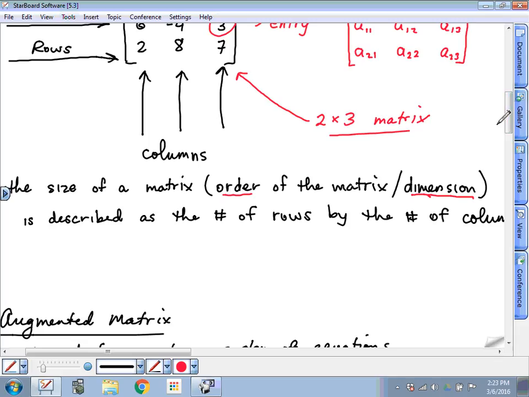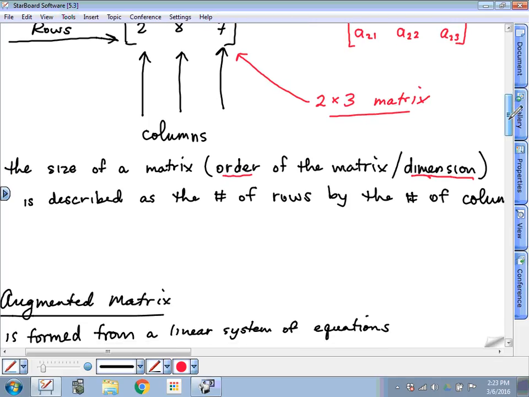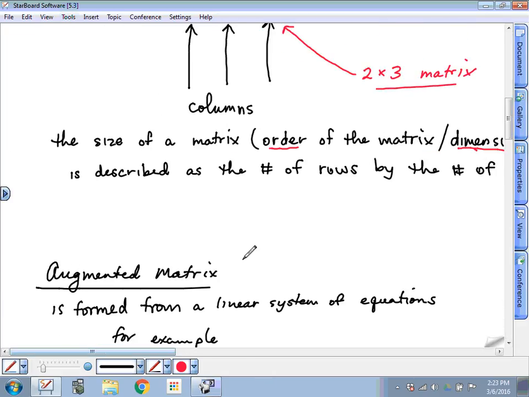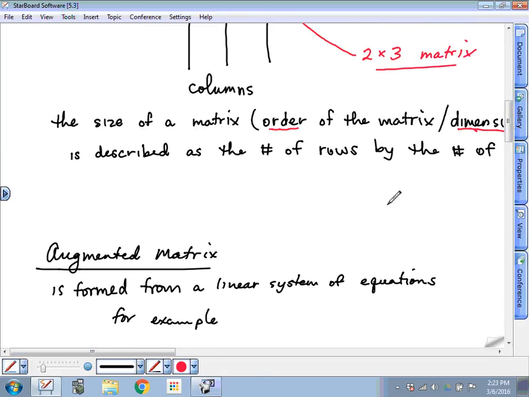Now, the second topic we need to cover is what's called an augmented matrix. An augmented matrix is formed from a linear system of equations.